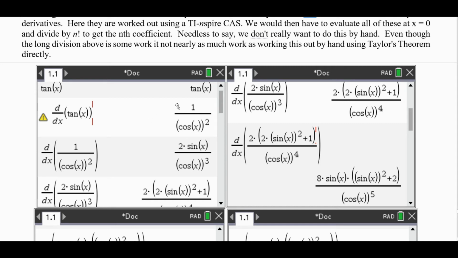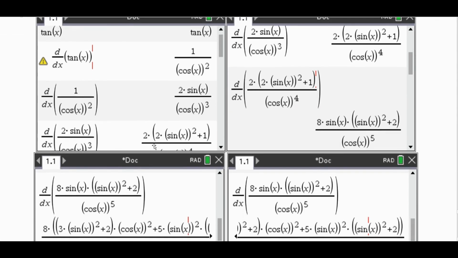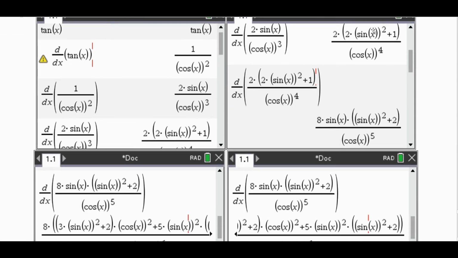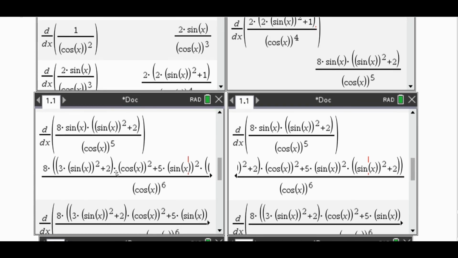The derivative of tangent is 1 over cosine squared, or secant squared. The derivative of that is, well, written in terms of sines and cosines, it's 2 sine of x cosine cubed of x. The derivative of that is right here. The derivative of that is here. The derivative of that is big enough it won't even fit on the screen, so I had to scroll over to see the rest of it here.